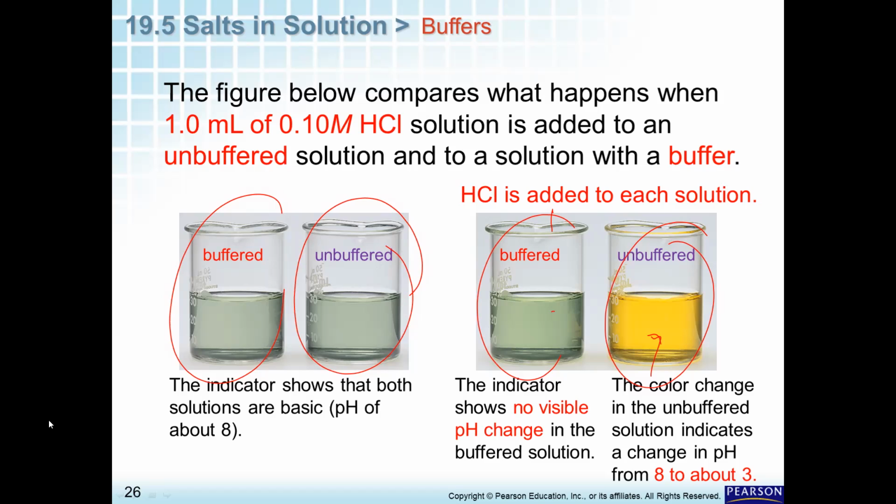There are actually two buffer systems found in the blood that keep the pH of the blood fairly constant regardless of what you eat. Glory be to God, the system of the human body is designed in a way that there is no mistake; everything in it is accounted for. Okay.